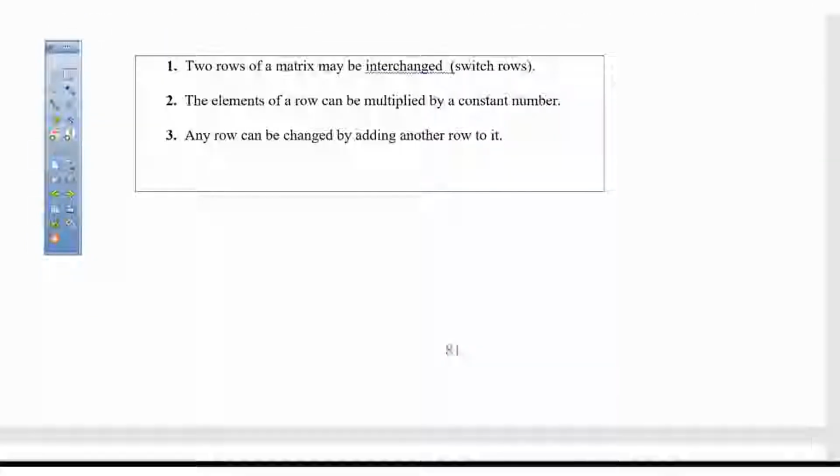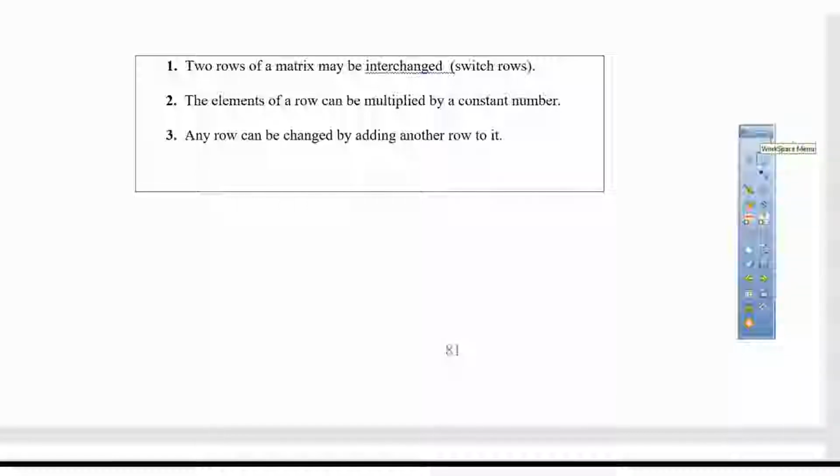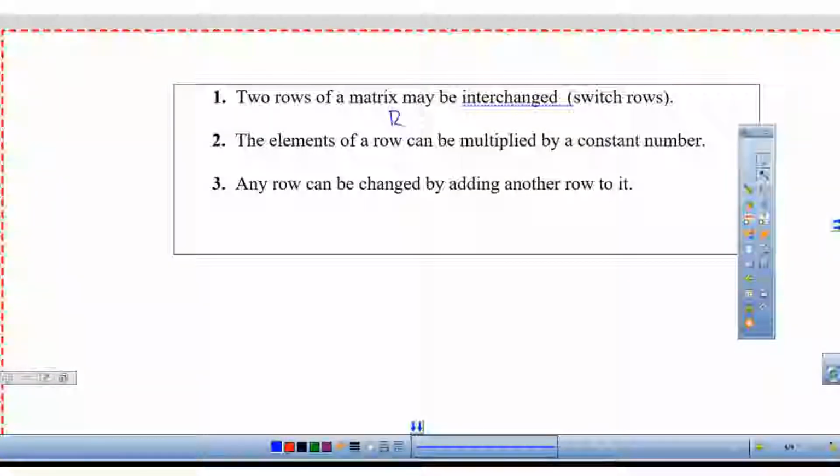Okay, so here are some things that you can do. You can switch rows. An example of a formula that would explain that would be row 1 becomes row 2 and row 2 becomes row 1. So look how I've noted that. That means switch my rows, okay? The elements of a row can be multiplied by a constant number. So that would be like 2 times row 1 becomes my new row 1. You could take a row and just multiply it by the same number. You can't multiply by 0. Then they would all become zeros and that wouldn't work, okay? Any row can be changed by adding another row to it, okay?